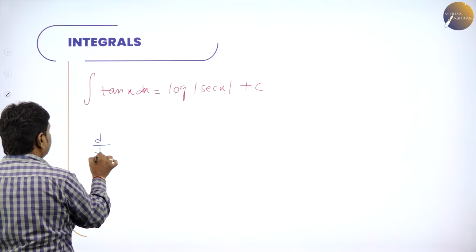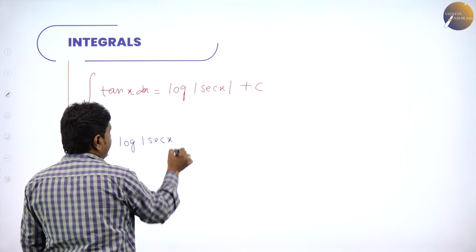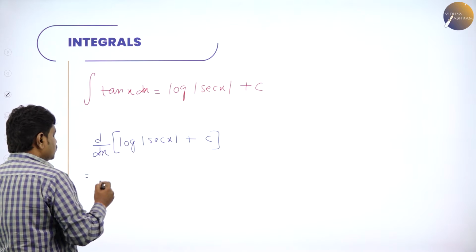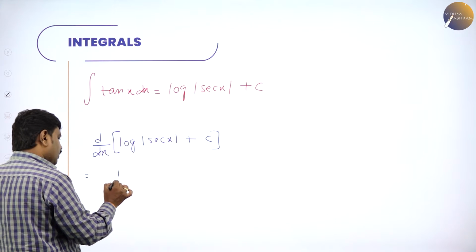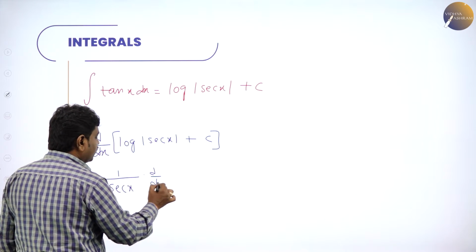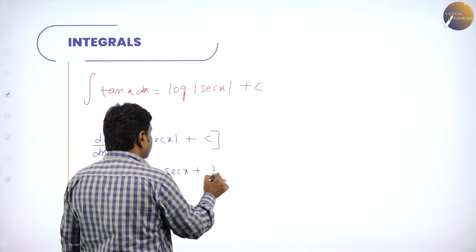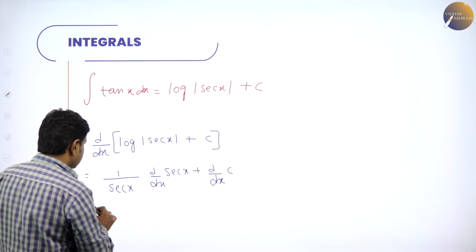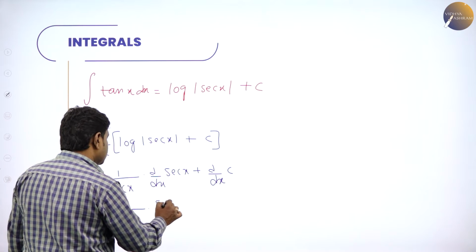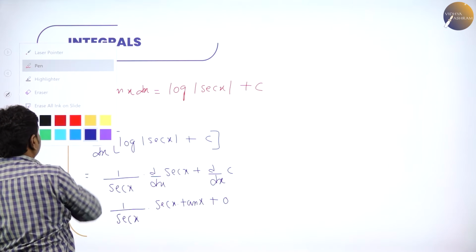Let us do d by dx of log of mod of secant x plus c. Let us differentiate this. The derivative of log f of x is 1 by f of x, so 1 by secant x into the derivative of the internal function. What is the internal function here? Secant x, plus the derivative of the constant. So that is 1 by secant x into the derivative of secant x, which is secant x into tan x, plus the derivative of the constant, which is 0. Now simplify this.